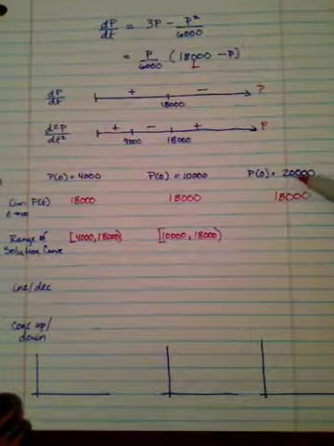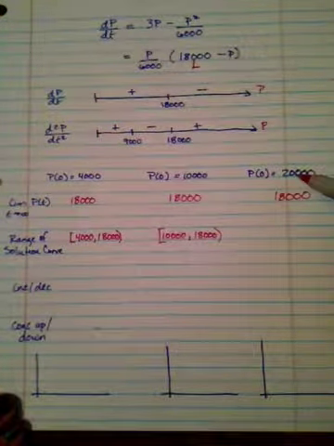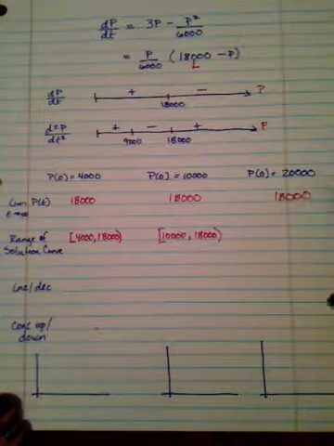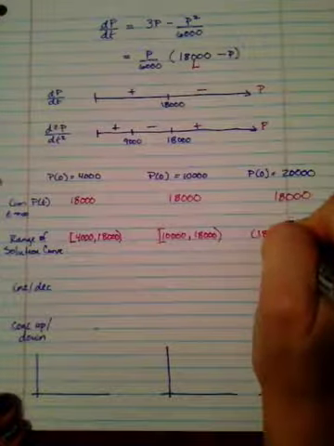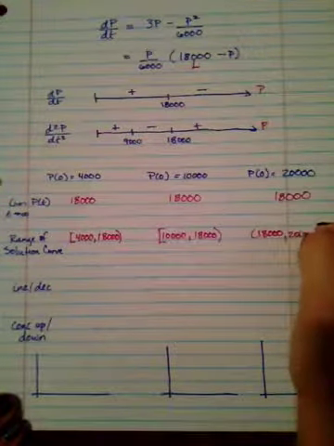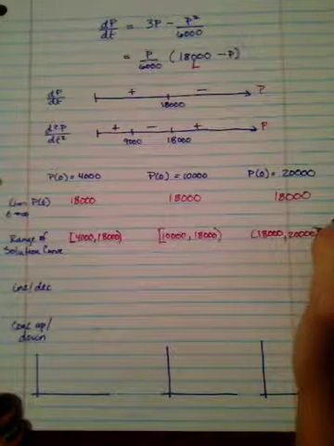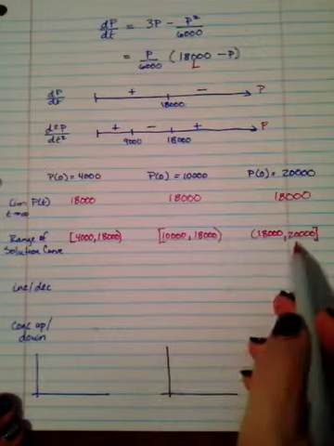Now if our carrying capacity is 18,000 and I start above it, then I know that I'm going to be approaching the 18,000, but I'm not going to reach it. But 18,000 is the smaller number, so it'll come first, up to 20,000. So those are the intervals in which my population curve will actually be.